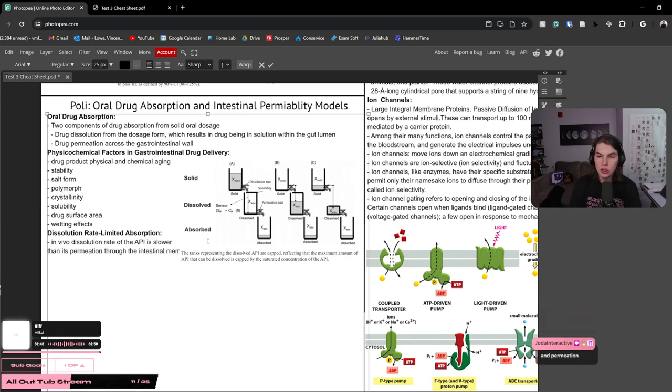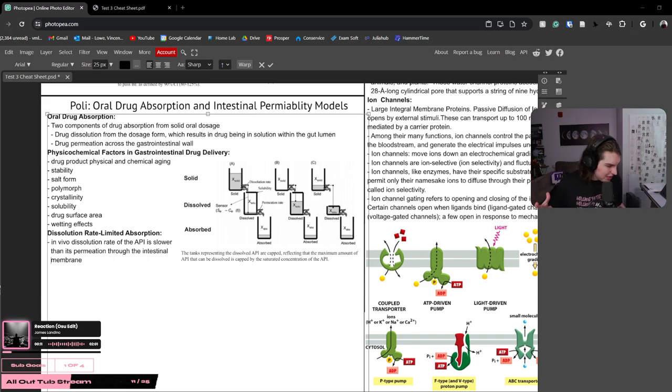So dissolution rate limited absorption is essentially, when we're talking about rate limiting steps, chat, let's look at computers. Computers is a great example of this. If I have a really good GPU, but a really shitty CPU, my CPU is the rate limiting step. It's what's slowing down the system, right? So when we're talking about absorption, what is the rate limiting factor? This is essentially talking about when the dissolution rate is so much slower than the permeation, it's dissolution rate limited. So the dissolution here is the rate limiting factor.